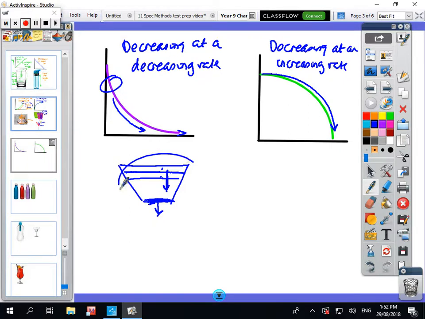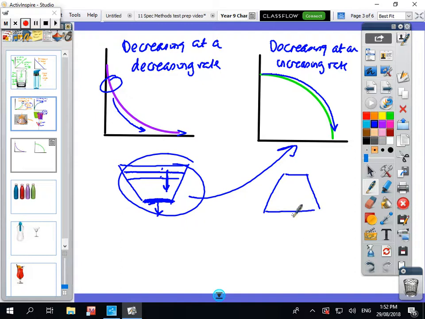So actually, that one there belongs with that shape there. It's narrow at the bottom, so it's going to get quicker at the bottom. So that shape there belongs with that one, whereas if I had the opposite, if the fluid was falling out that way, it's going to fall quicker, and then at the bottom it's going to fall slower. Okay, so hopefully I didn't confuse you on that one.